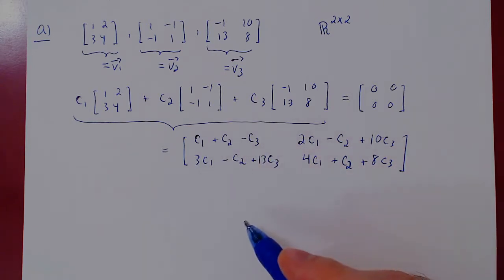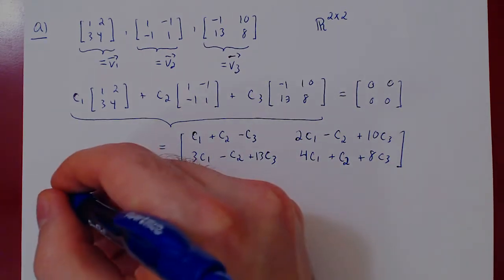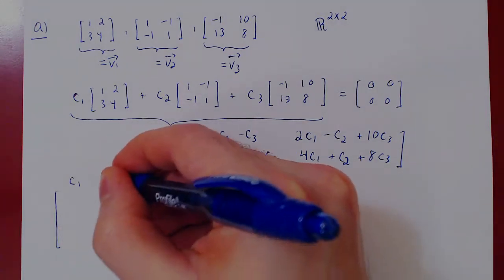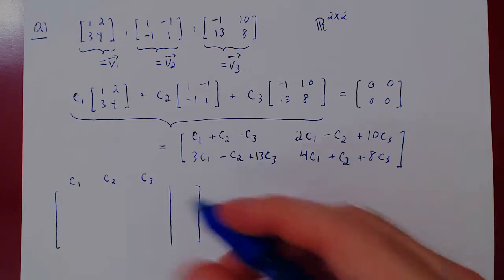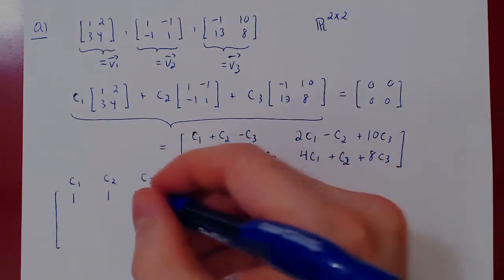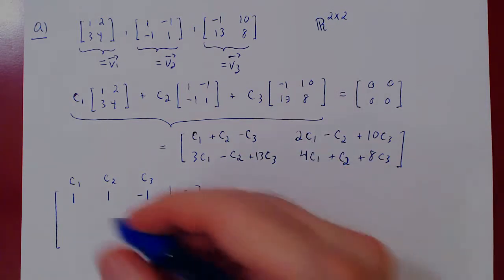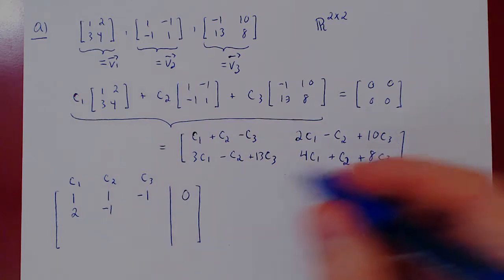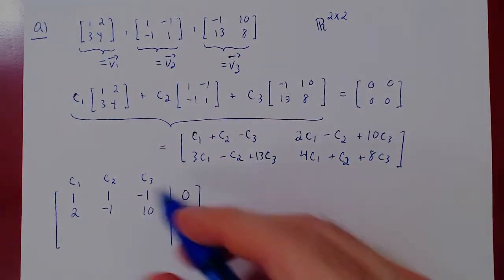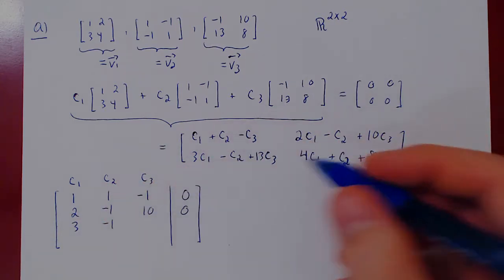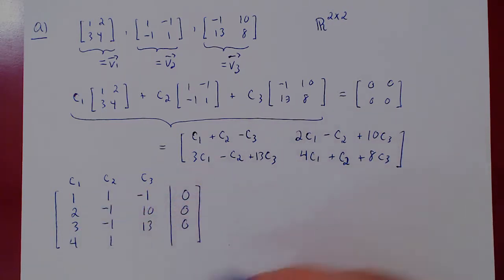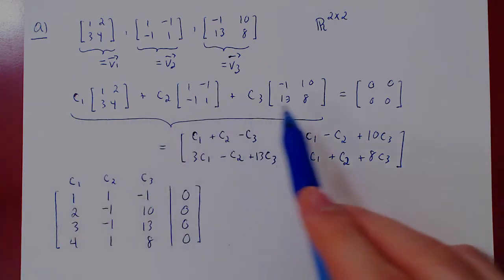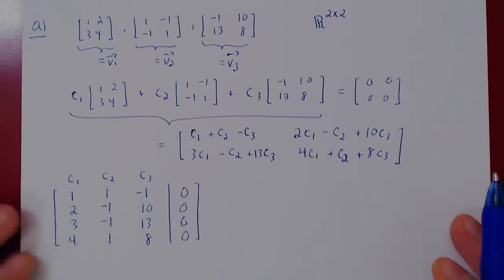I'll write already the augmented matrix of the linear system to save ourselves a bit of writing. Coefficients c1, c2, c3. As we have just said, this must be 0, so 1c1 plus 1c2 minus 1c3 equals 0. 2c1 minus c2 plus 10c3 must equal 0. 3c1 minus c2 plus 13c3 must be 0. And finally, 4c1 plus c2 plus 8c3 must also be equal to 0. And now we can solve for the coefficients of our linear combination by simply solving the linear system. Let's row reduce.